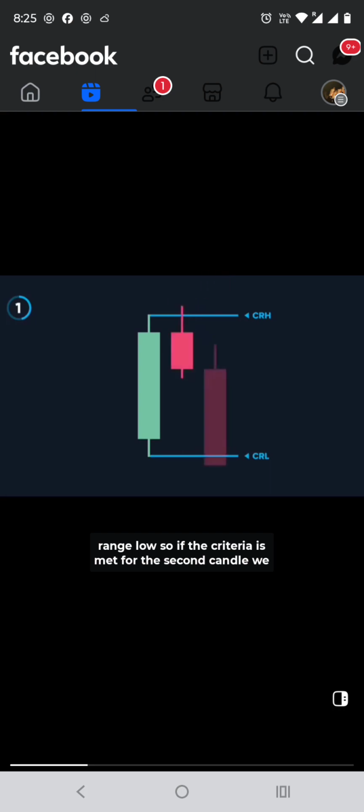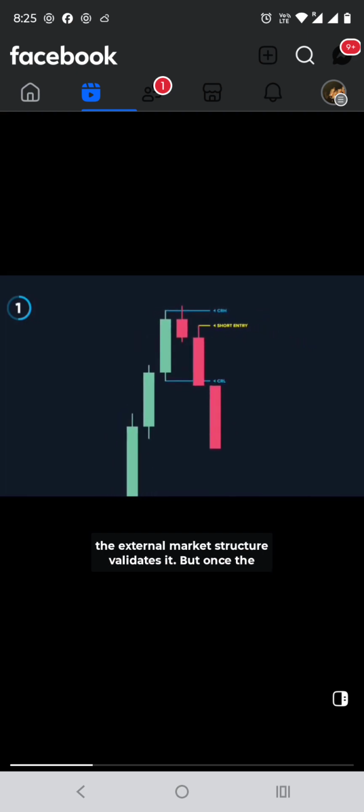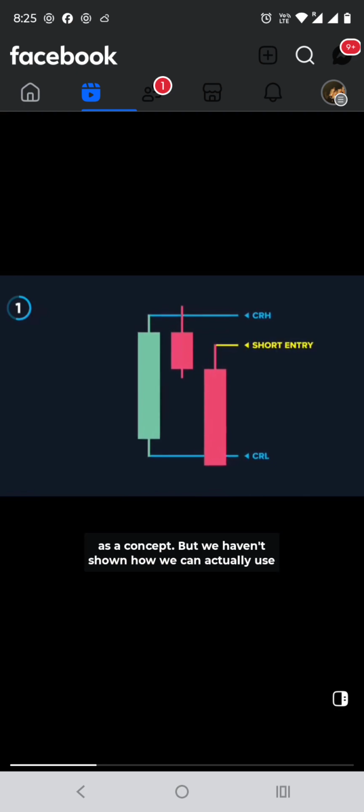So if the criteria is met for the second candle, we can then look within the third candle for a setup that we can use to take a short entry, with our target being the candle range low. You can of course hold your trade for longer if the external market structure validates it, but once the price has passed the candle range low, we consider the setup complete. So we have now broken down candle range theory as a concept, but we haven't shown how we can actually use it to enter trades.